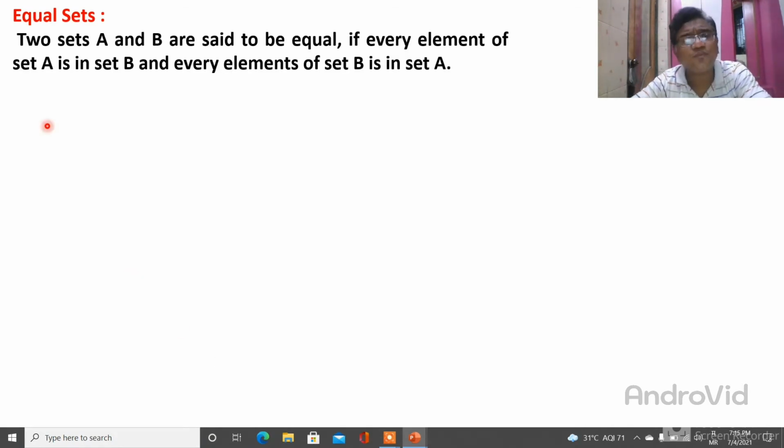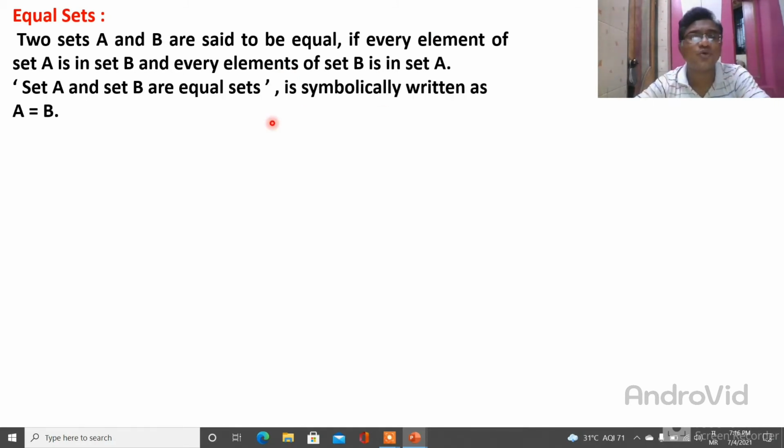Then equal sets. Two sets A and B are said to be equal if every element of set A is in set B and every element of set B is in set A. Whatever the elements of A, they are present in B, and whatever the elements of B, they are present in A. That is called equal sets. Do you understand in simple language? That can be shown as A equals B.